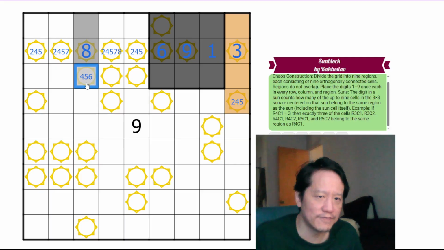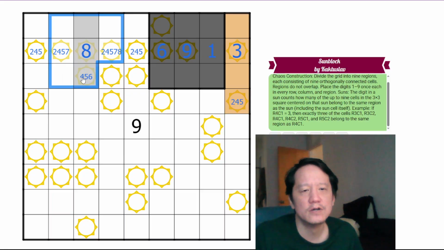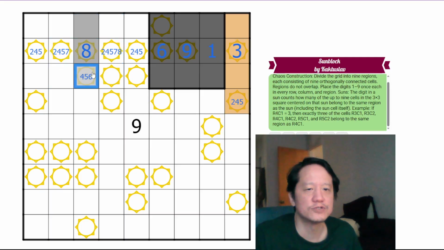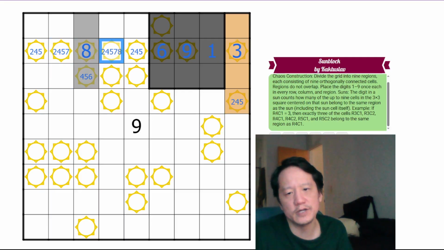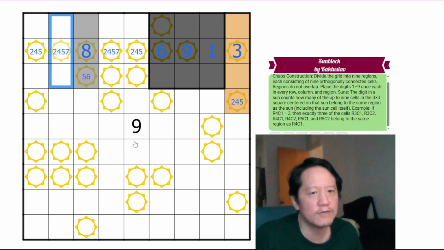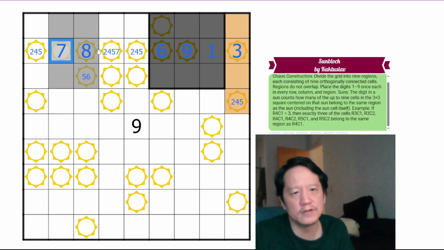So this cannot have 4, because 4 would require these. We necessarily have 8 of these cells in the same region. So this must have 5 or 6, because this would be the minimum here. So no 8 here. This has to be 5 or 6. Can we have the gray here? I think it should be the same either way. Right, so then this is 7.